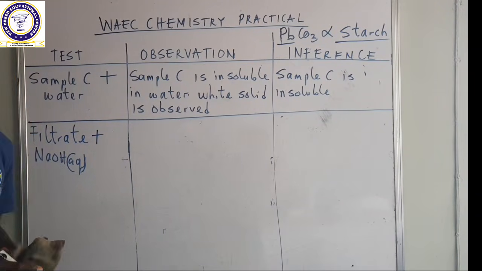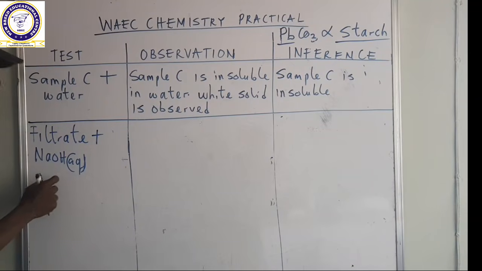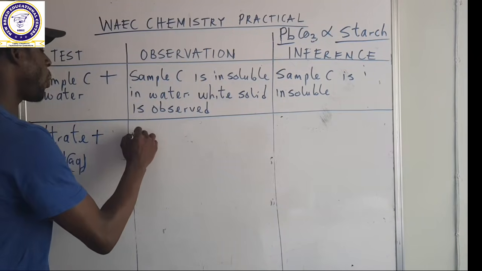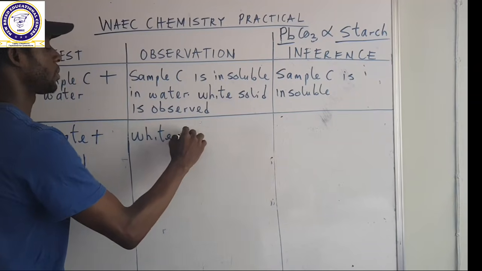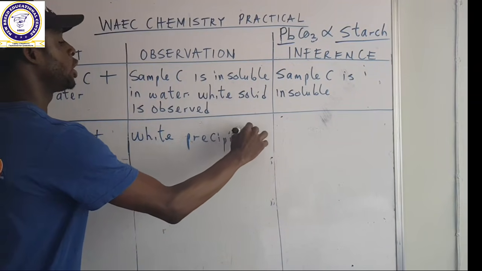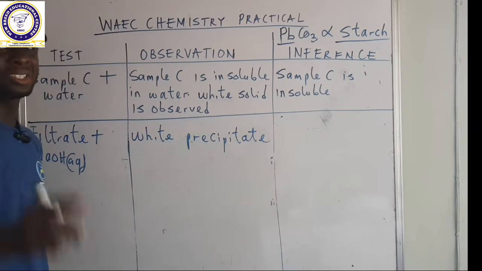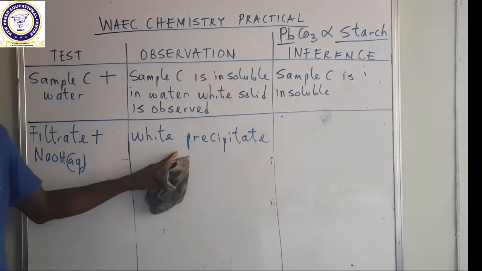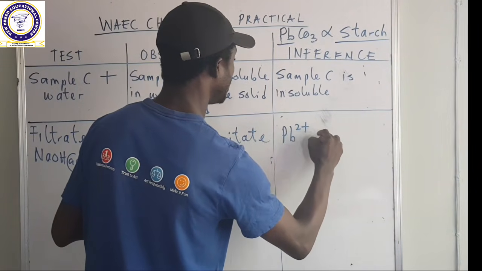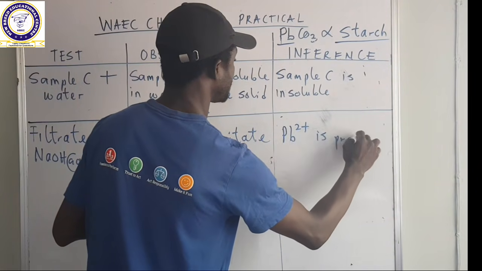Those are the reagents that we use to test for cations. So when you are adding this substance to any of your samples, you know you are testing for the cations. So, plus filtrate, what you are going to see as your observation is white precipitate. If you add your sodium hydroxide to a test sample that contains lead ion, your observation is going to be white precipitate, and our inference will be lead 2 ion is present.